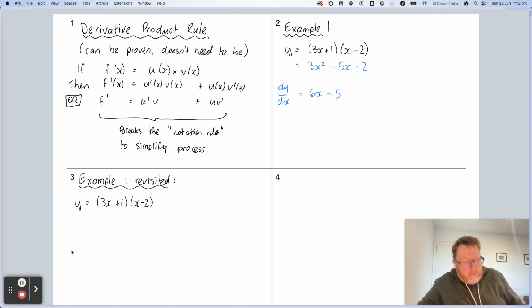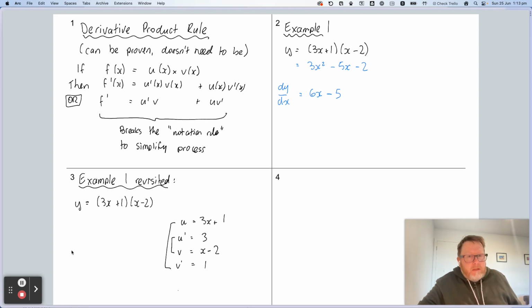So I identify u as the first function, so u equals 3x plus 1, and straight away I find the derivative of it, so u dash, which is equal to 3. Then I write down v, and v is equal to x minus 2, that's the other mini function, and v dash is equal to 1. So there's my pairs of functions there. And effectively what we're going to do is multiply these two together, that's u dash v, and add them to uv dash. So I put these brackets around them to pair them up.